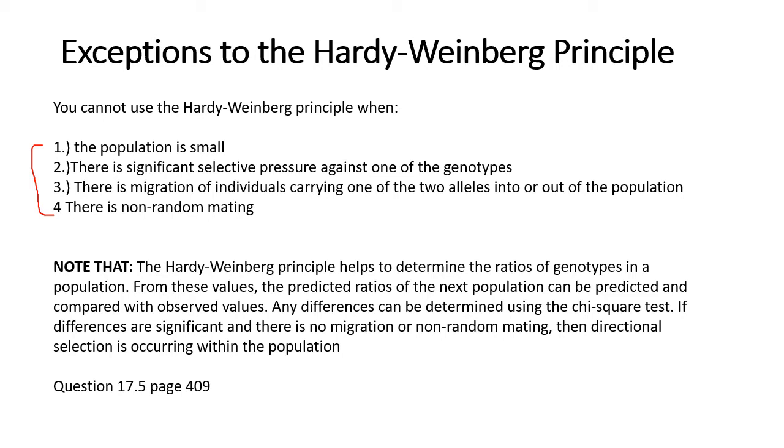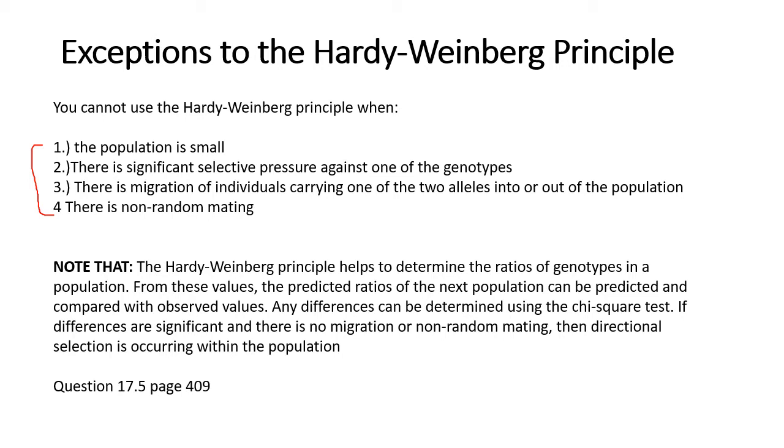In that case, you would say that because the population is small, if there's selective pressure against one of the genotypes, you can't use the Hardy Weinberg principle because there's no way that genotype will be well represented. If the population is small, the allele frequency is likely not to be high. So it means you can't use Hardy Weinberg because you don't have a good representation of the different alleles.